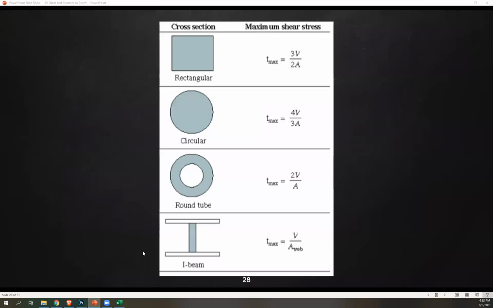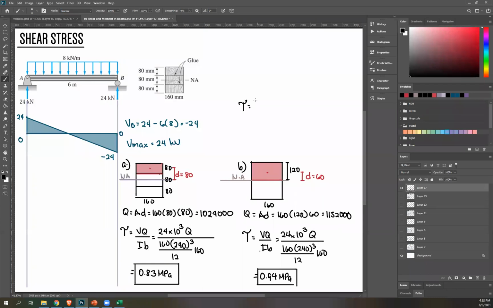And then I think we can use the shortcut since this is a rectangle. 3V over 2A. Let's try. So 3 times 24,000 over 2 times 160 times 240. So this would be 3 times 24 times 10 raised to 3, again kilonewton to newton, over twice the total area of your block. So 160 times total height 240. You'll get 0.94 again. Okay? So that's your shortcut. So that is number 1 for shear stress.